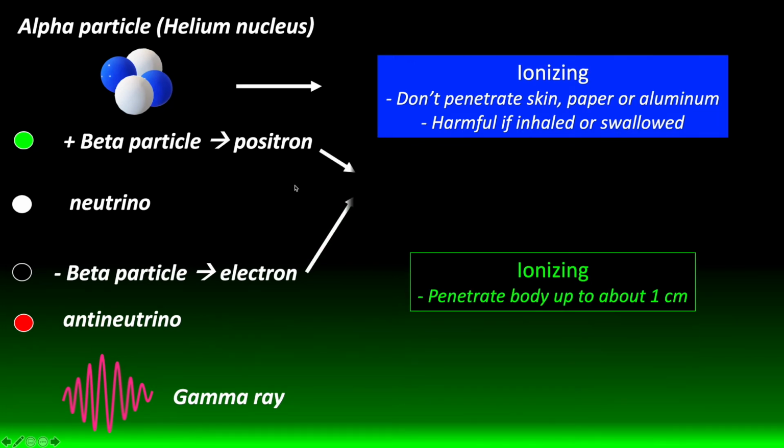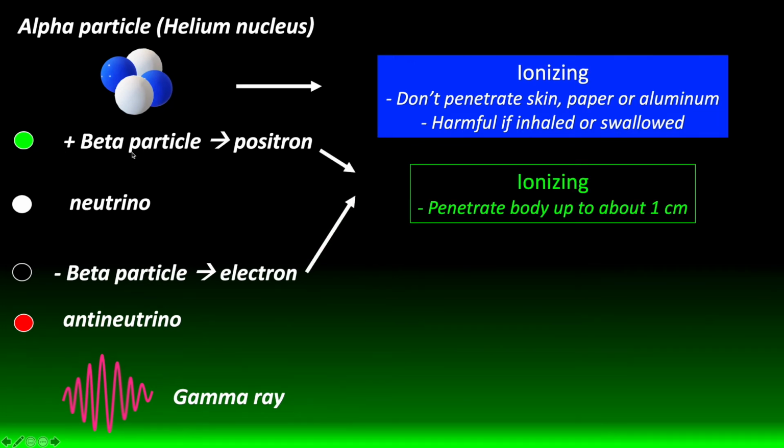The next two we're going to look at are beta particles. We have the beta particle plus the positron or the electron. This is also ionizing. Electrons can knock other electrons. We saw that in previous units. And these can penetrate the body a bit further. They're quite a bit smaller than an alpha particle. They can penetrate up to about 1 centimeter. So they're considered to be more dangerous than an alpha particle if it is outside of our body.